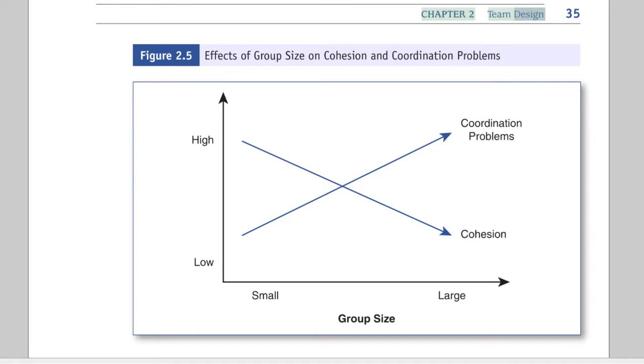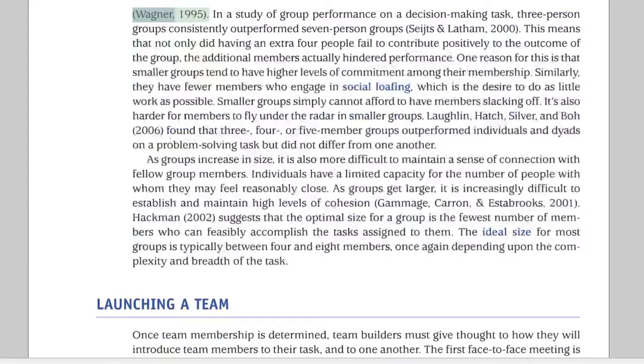Ch2 Team Design. 35. Wagner, 1995. In a study of group performance on a decision-making task, 3-person groups consistently outperformed 7-person groups, Sates and Latham, 2000. This means that not only did having an extra 4 people fail to contribute positively to the outcome of the group, the additional members actually hindered performance.